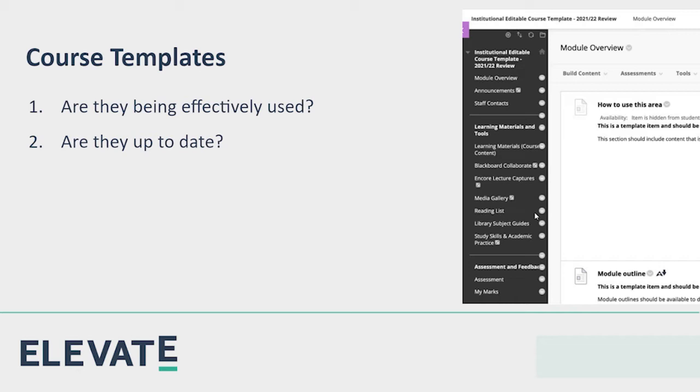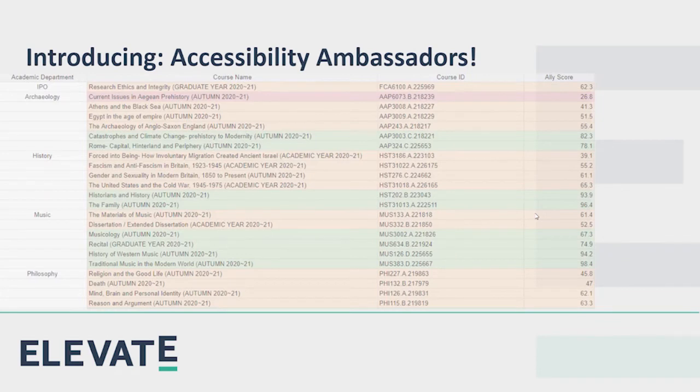Do they need to be revisited in light of the kind of increased usage, I suppose, of Blackboard in the past 18 months or so? And we thought one good way of answering these two questions would be to engage current students. So we came up with this idea of accessibility ambassadors. Accessibility ambassadors are paid students that have an interest in accessibility related issues, or they may use assistive technologies themselves to help them with their studies.